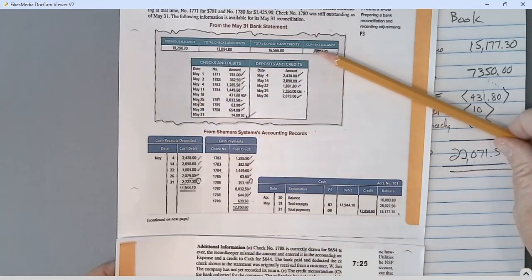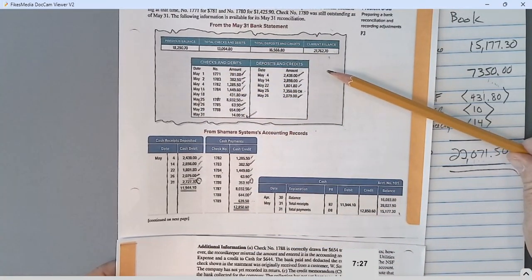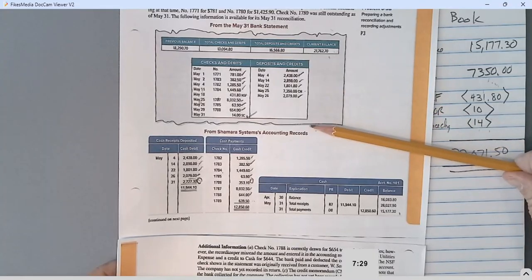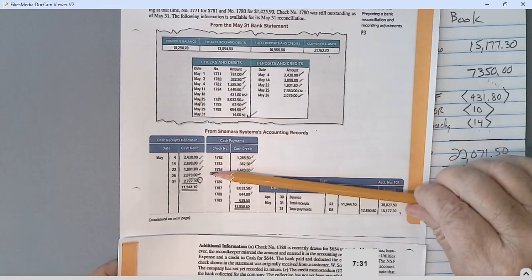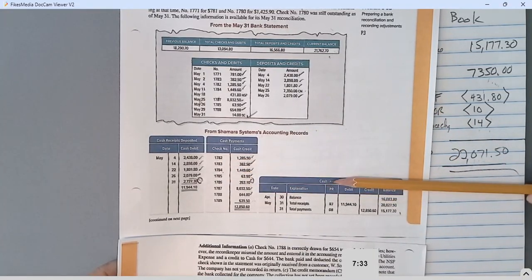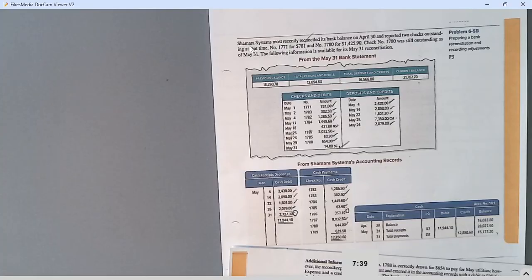They've given you, in the TSB, they've given you a sample of a bank statement and sample of cash receipts, disbursements, and the cash roll forward. All right, that's solving simple bank reconciliation.